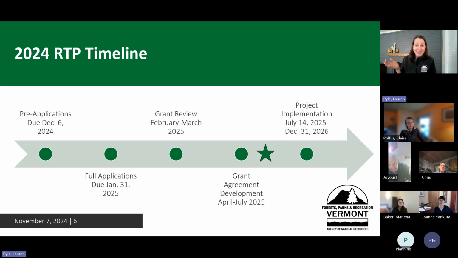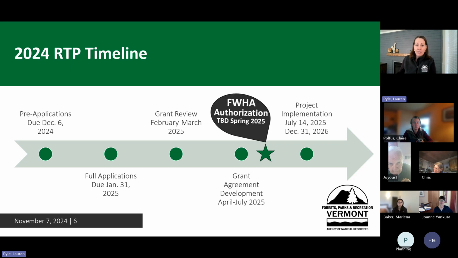We're currently within the pre-application period. So this is pretty much the same timeline image that we showed in the first webinar. But we're talking about it now to help you think about your work plan. Because within this, the pre-applications are due December 6th. Full applications are going to be due at the end of January. We have review. Then after our review, we submit all the projects to the Federal Highway Administration for their final approval and authorization. That'll happen sometime this spring.